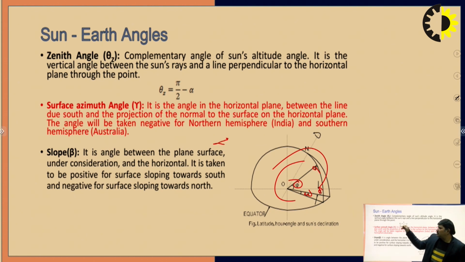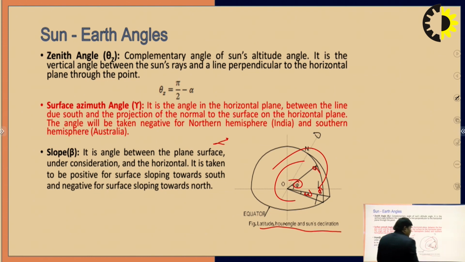Surface slope is the angle between the plane surface under consideration and the horizontal. It is taken to be positive for a surface sloping towards the south and negative for a surface sloping towards the north. So we can say the equator is there, along with the horizontal, the hour angle, the sun, and declination.